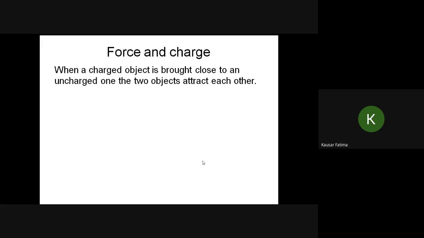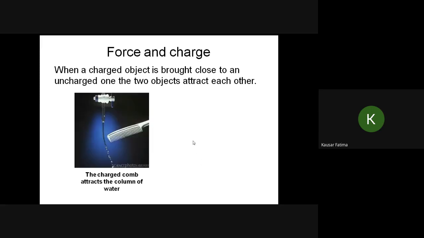Now charged bodies have some kind of force between them, and we call it electrostatic force. So what type of force? When the charges are similar, the force is repulsive, and when the charges are opposite, the force is attractive.